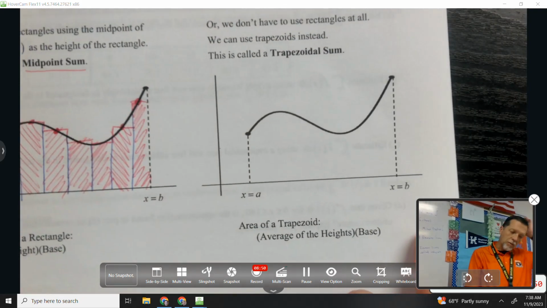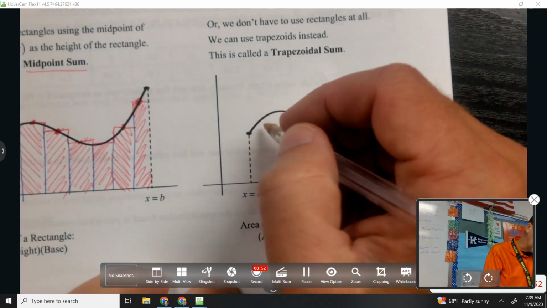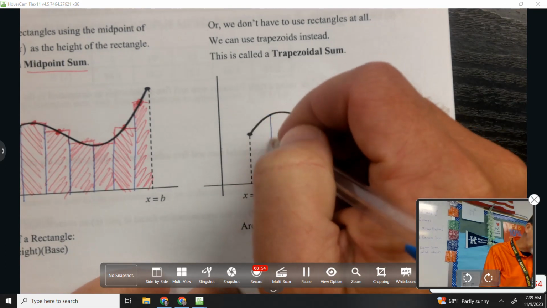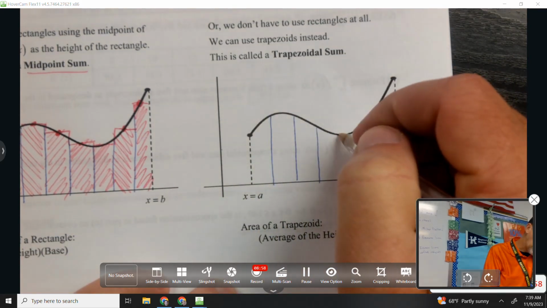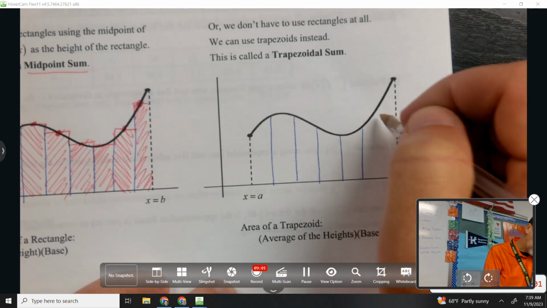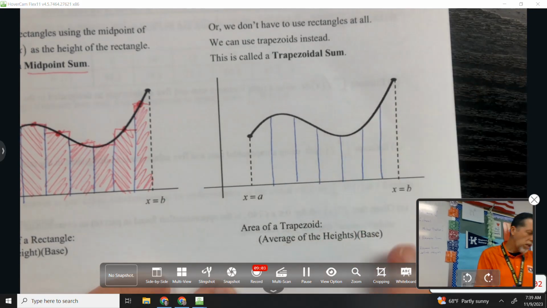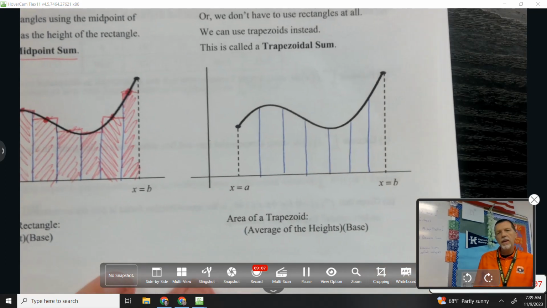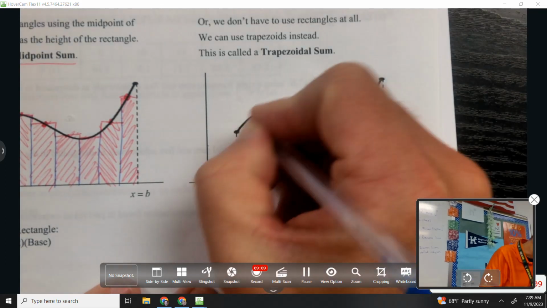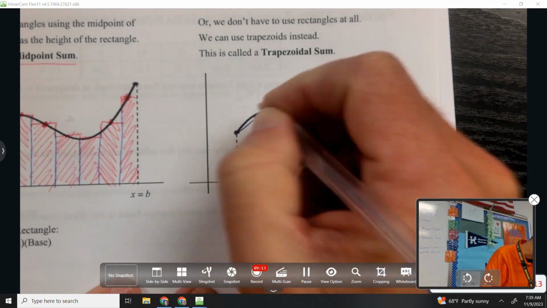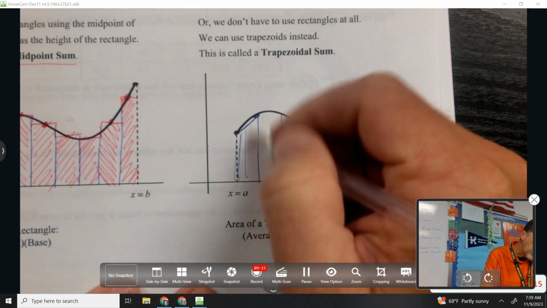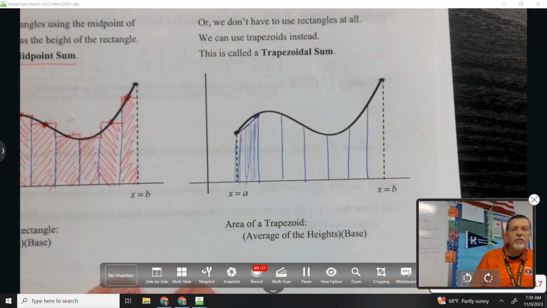Well, someone else said, well, what about a trapezoid? Because that would really match better. So let's put in our intervals again. And these are almost hard to see because a trapezoid, you just connect the endpoints. And so this is going to trace the curve really well.